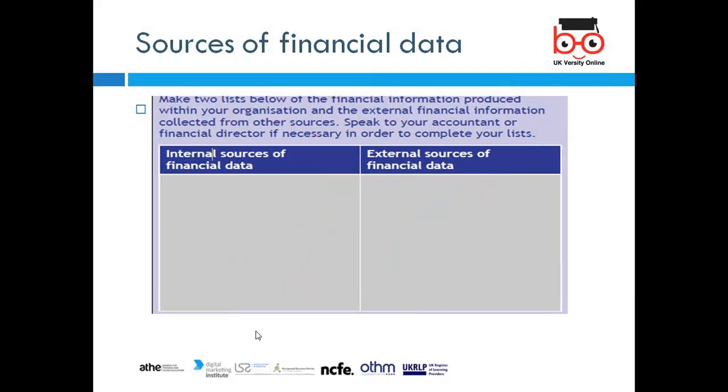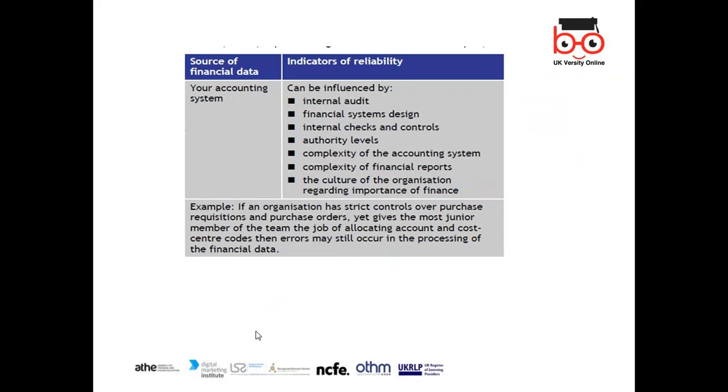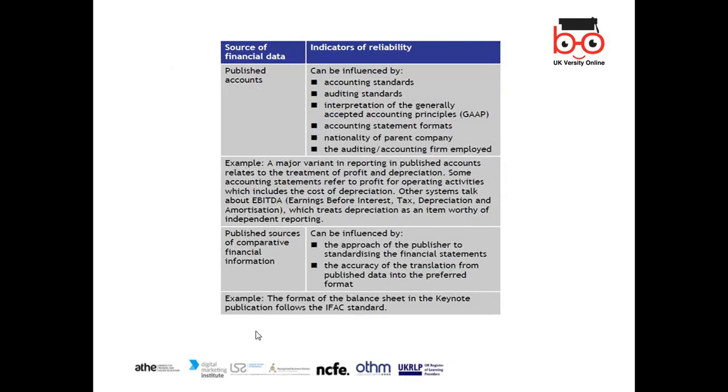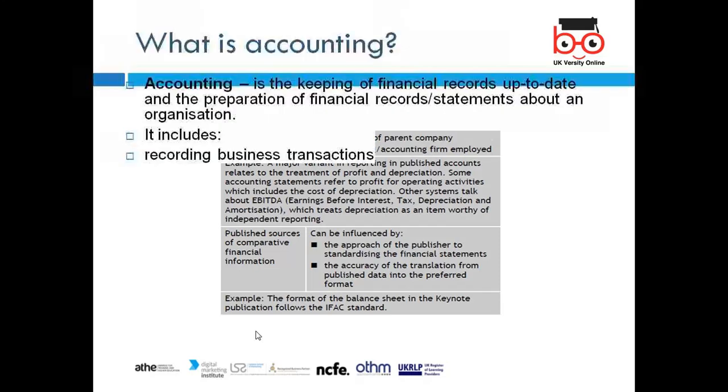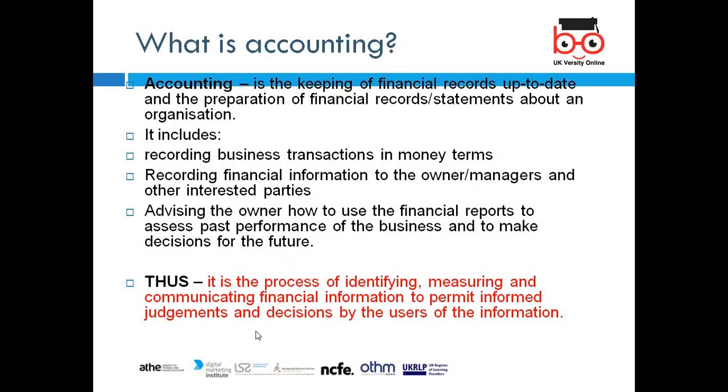Internal sources of data, external sources of data, like we discussed. Internal audit reports, financial system design, internal checks, controls. These are reliabilities. If we have these in place, we can say they are reliable. Sources of published accounts, the sources of information. So the definition of financial accounting is keeping financial records up to date and preparing the financial records and statements.